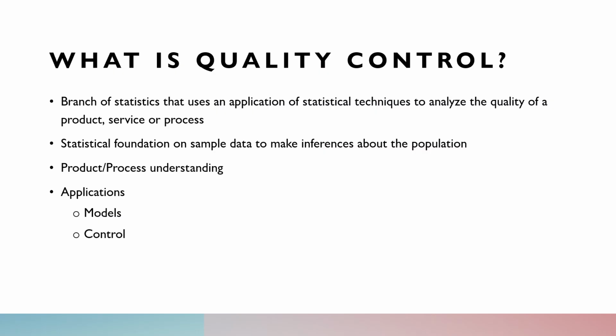Quality control is a branch of statistics that uses an application of statistical techniques to measure and analyze the quality of a product, service, or process. The statistical foundation of quality control includes descriptive statistics, population and sample, probability distributions, and control charts, among others.